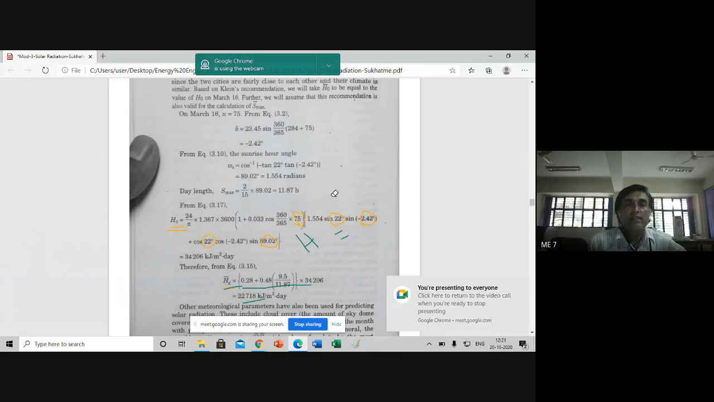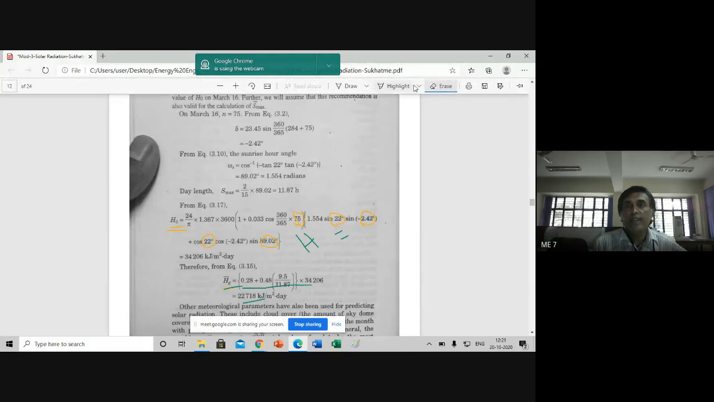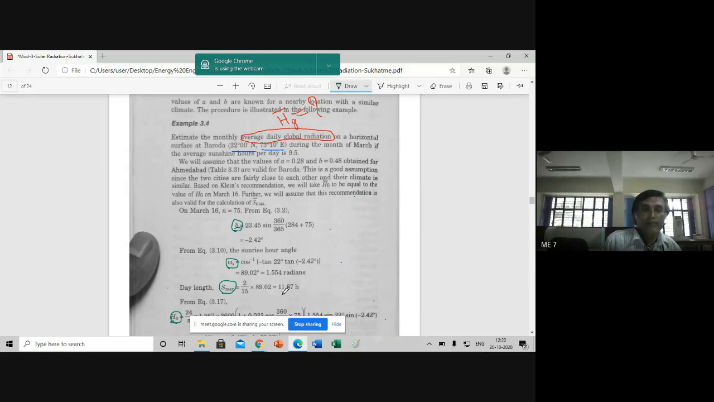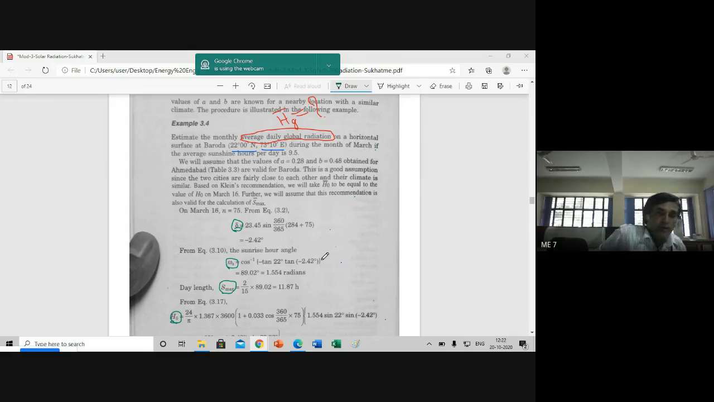So, it is this problem. Delta calculation, omega s calculation, S maximum calculation, H naught calculation, finally Hg calculation. So this is the answer you should get. I'll be retaining this problem for some time. You go through it and understand this problem. For 5 minutes, I'll be retaining.